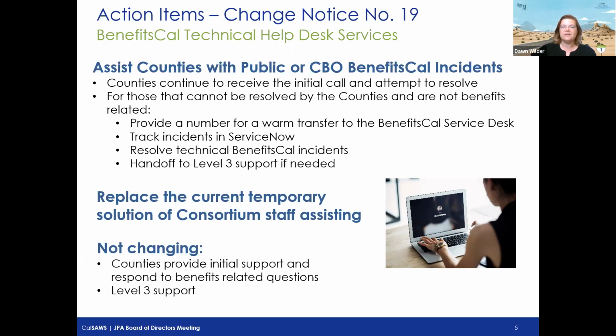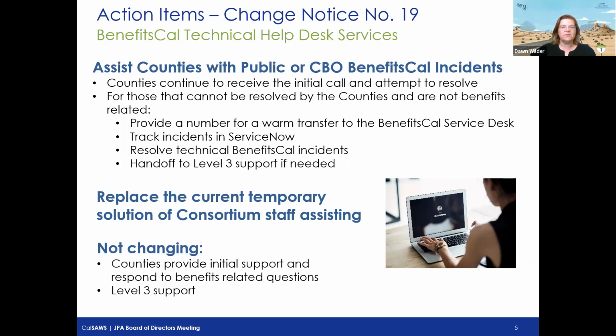So the concept here is that we will be providing a number for a warm transfer. The person who the county is working with can actually be transferred in to the help desk. We will have folks who are oriented and specializing in working with the public to work through any of these problems. It will also allow us to track incidents in ServiceNow so we can gather data, do analytics, and increase our service and have lessons learned, because we will have that background data available.